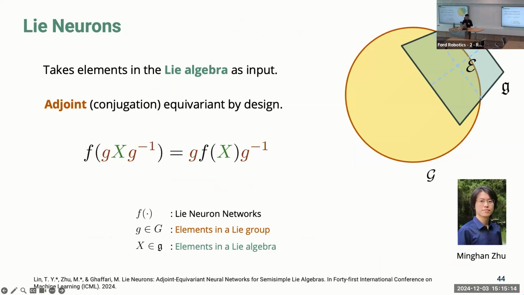So we developed these Lie neurons, in collaboration with Dr. Minghan Zhu. Lie neurons is a multi-layer perceptron neural network. It takes elements in the Lie algebra as the input, and it is equivariant to the adjoint action of the group. The group acts on the Lie algebra element naturally by the adjoint action, which is a G inverse here, as you see. We want a neural network F to commute with this adjoint action.